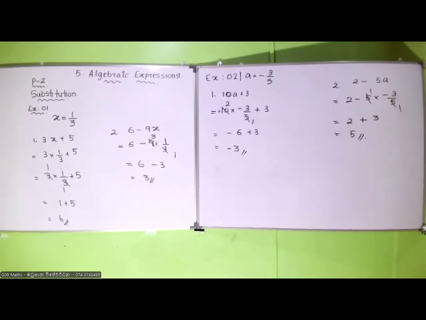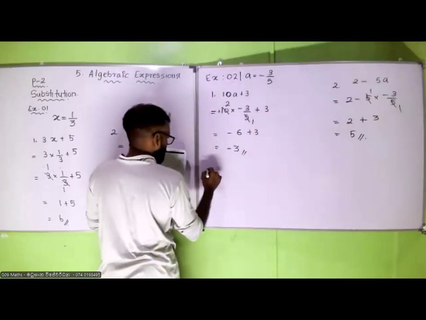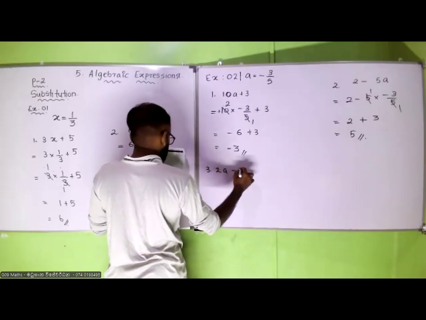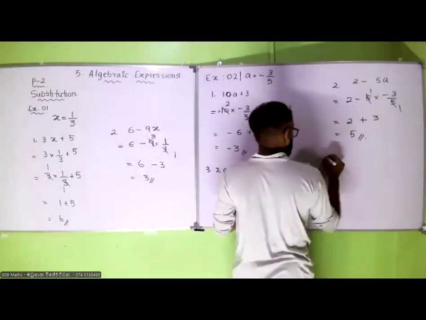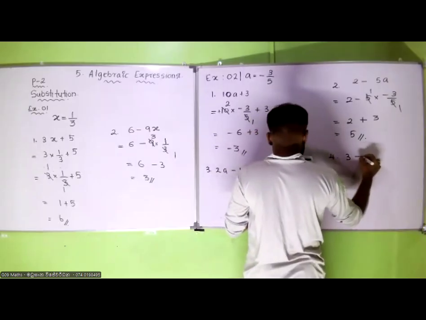Okay, just try the third one and fourth one as in example set 2: 2a minus 1, and 3 minus 4a.